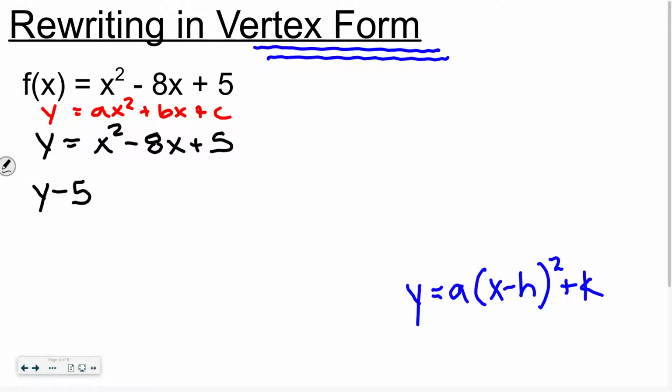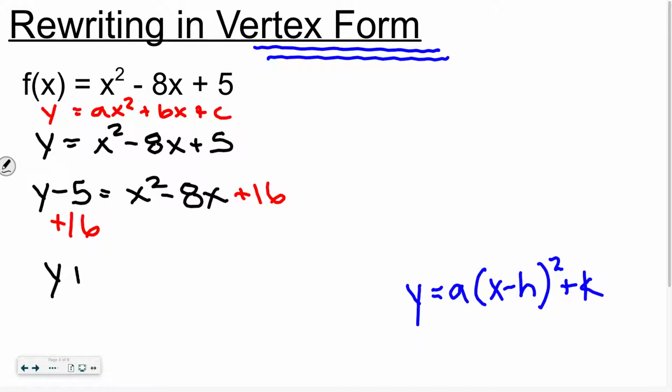y minus 5 equals x squared minus 8x. So the first step is the same. Move the constant to the other side. Can you complete the square for x squared minus 8x? Yeah, because the leading coefficient is 1. What number completes the square? 16. Half of negative 8 is negative 4. Squared is 16. And since I put that 16 on the right, I also have to put 16 on the left. I didn't factor anything out, so there's nothing to redistribute to it. So that's going to be a plus 16.